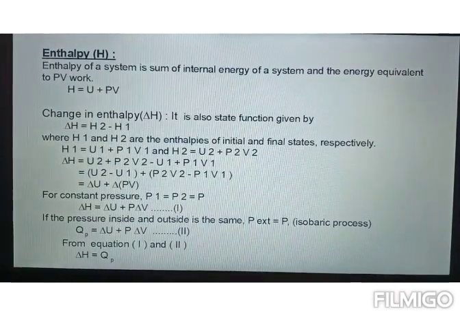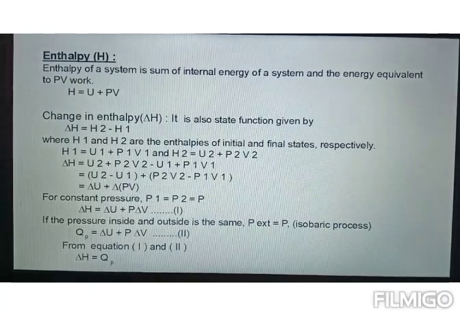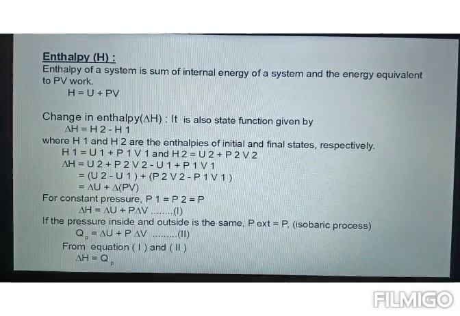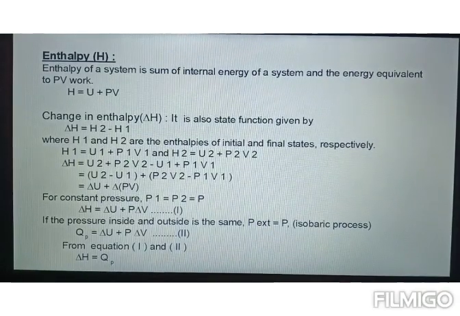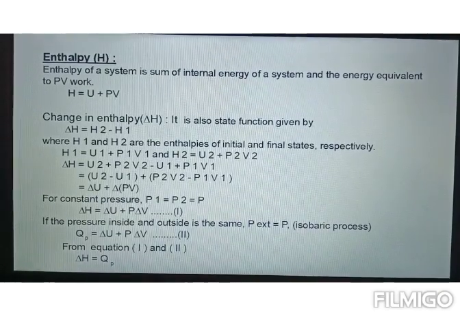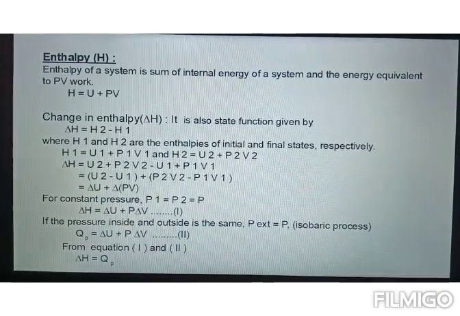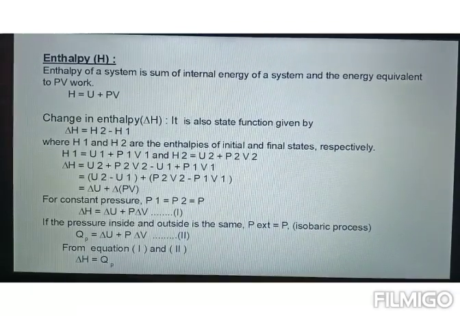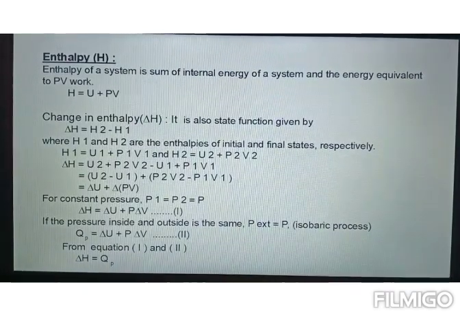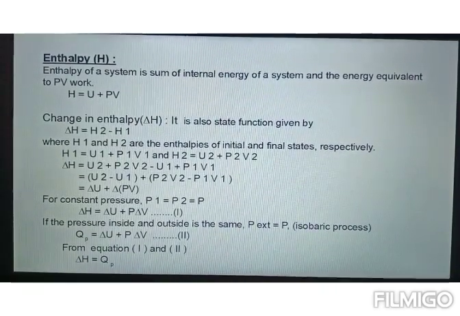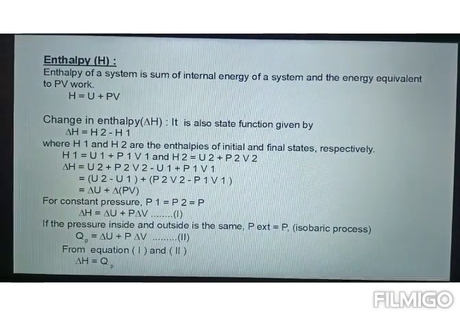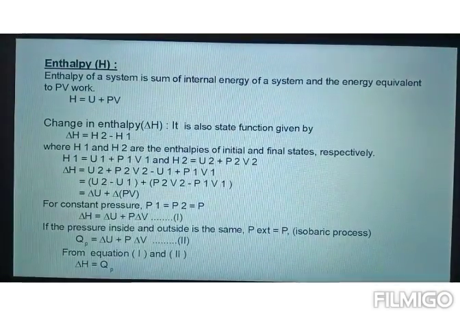Now the new term we have is enthalpy. It is denoted by letter H. Now enthalpy is what? Enthalpy of system is sum of internal energy of a system and the energy equivalent to pressure volume type of work, PV type of work. So mathematically enthalpy is given as H is equal to U plus PV. H here is enthalpy, U is internal energy and PV is a pressure volume type of work. So enthalpy is actually sum of internal energy plus energy equivalent to pressure volume type of work.